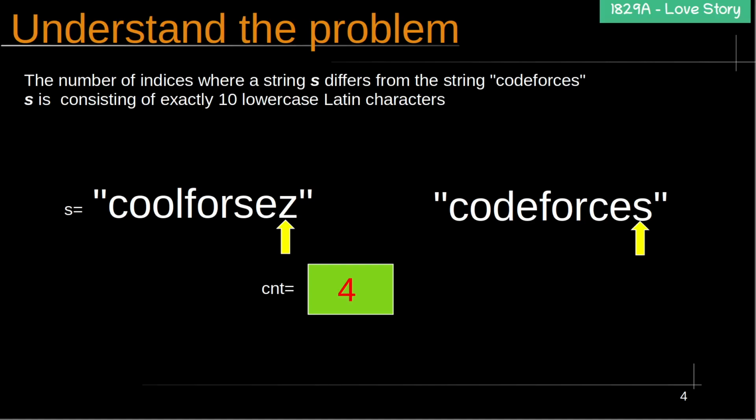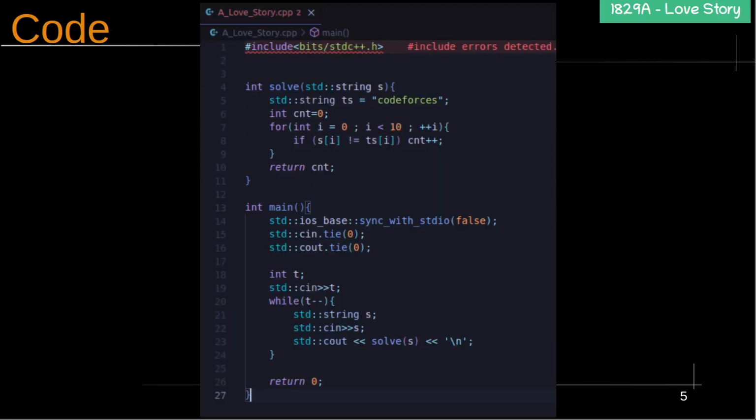As you see, it's very simple to code. We can consider this problem a warm-up problem. Here is our code. We are given this string S, and we are going to test it against the string Codeforces. So our counter is initially equal to 0, and we run over the 10 positions from 0 to 9. As you know, in C++, the indices of a string start from 0.